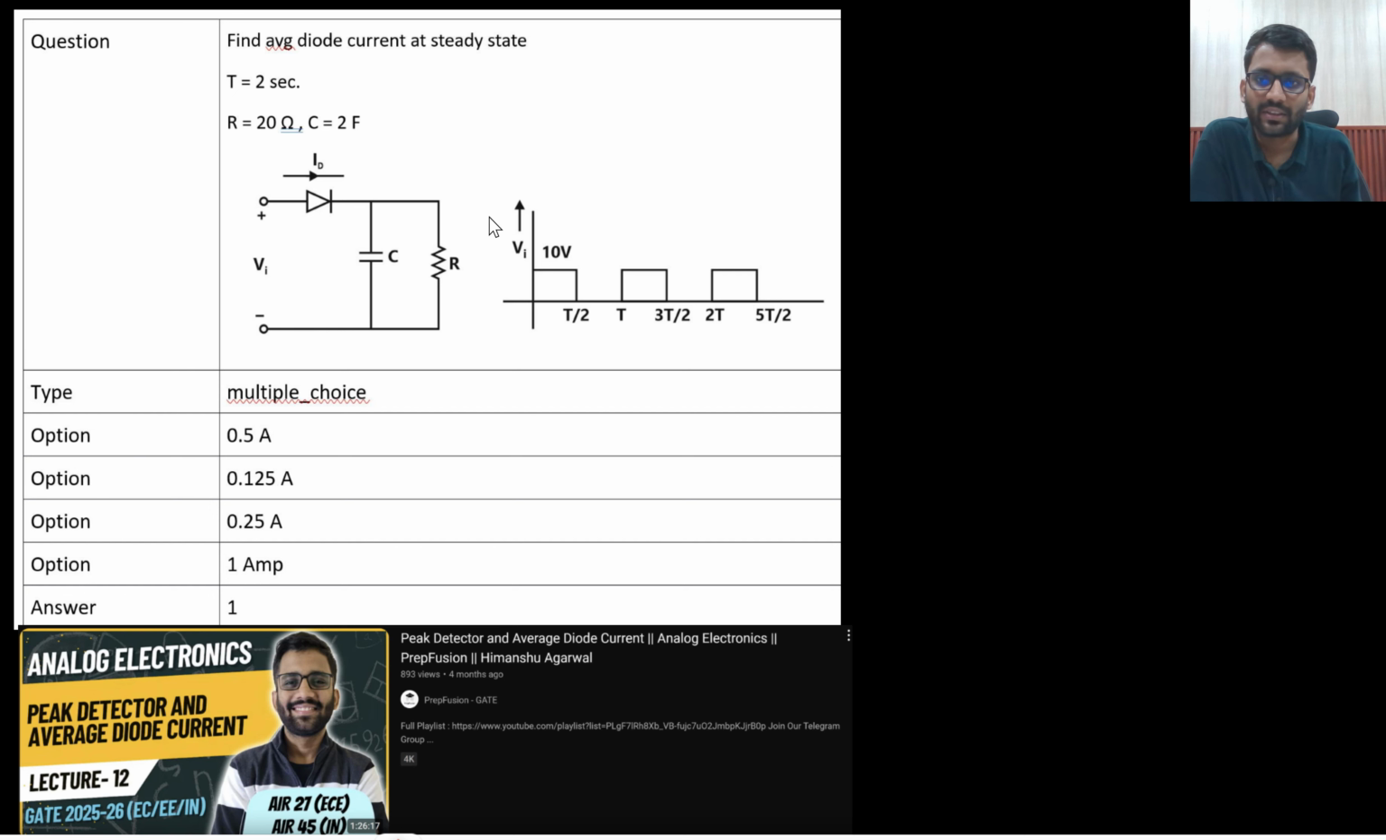So let's check out this. So this is your V in waveform. You need to find out the diode current, average diode current. So what will your diode current be equal to? Capacitor current plus resistor current. This you would know, right? Diode current is equal to the capacitor current plus the resistor current.